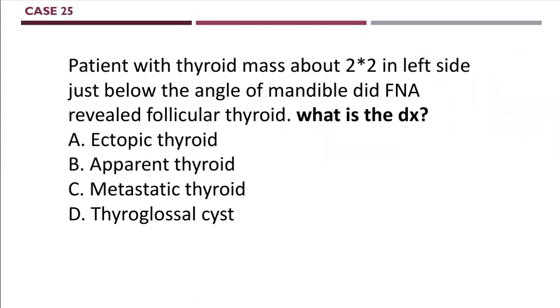Patient with a thyroid mass, 2.2 on the left side, just below the angle of the mandible. FNA revealed follicular thyroid carcinoma. What is your diagnosis? Ectopic thyroid, apparent thyroid, metastatic thyroid, thyroid plus CL test. It's not well structured, this question.